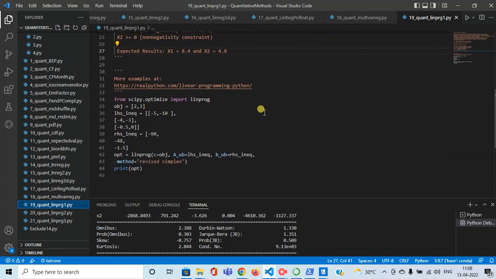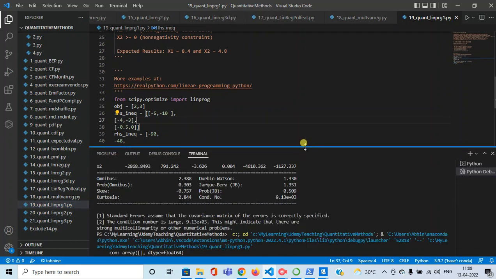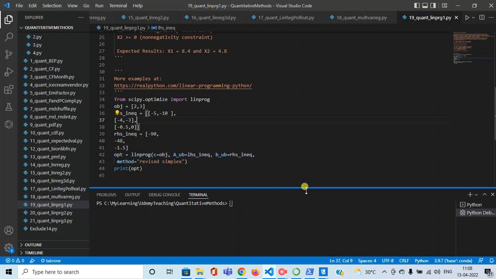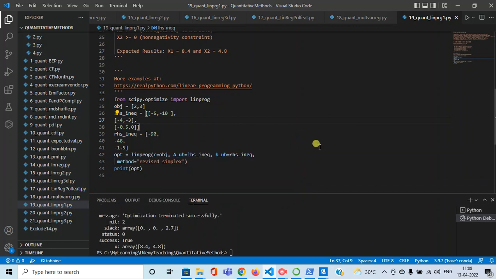Here we are trying to solve it using very few lines of code. Let's run the program. Yeah, in no time it solved it. Optimization terminated successfully. 8.4 and 4.8. That's what we expected.